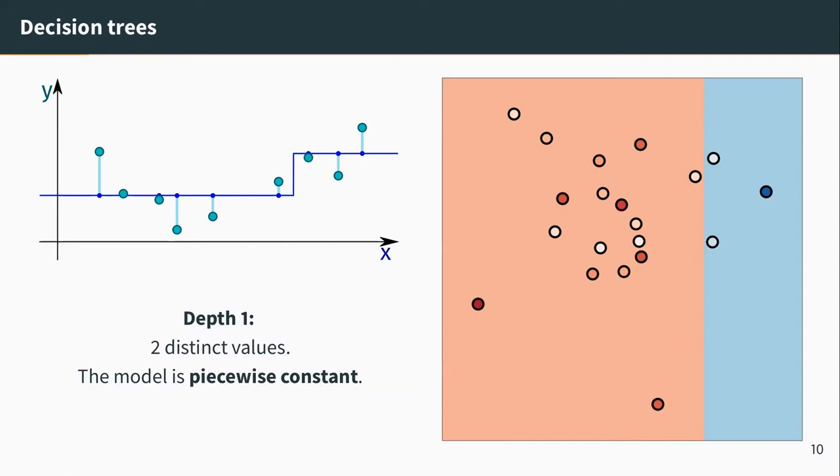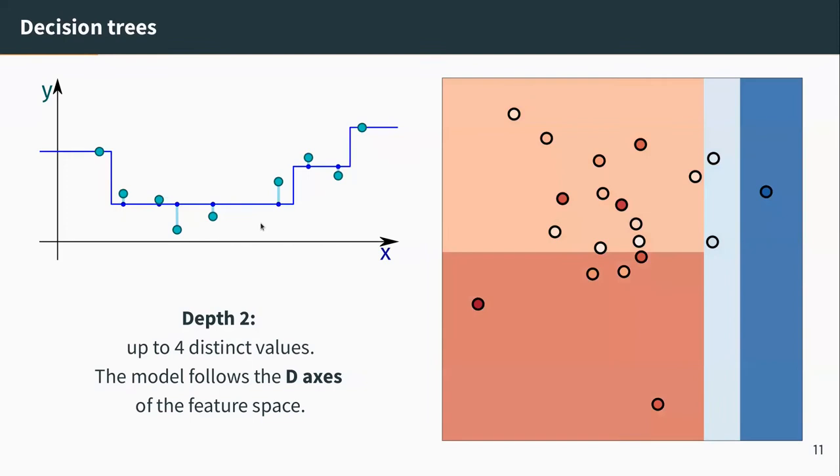But now, obviously, what's interesting is what happens when we go deeper. With depth 2, I have decided to split my two previous cells. And every time I have access to at most two values, so one or two values, depending on whether or not the increment is worth the effort. In dimension 1, it behaves exactly as you would expect. But the interesting picture is on the right-hand side. What you've seen is that the model chose to split the red cell horizontally, the left cell horizontally and the right cell vertically.